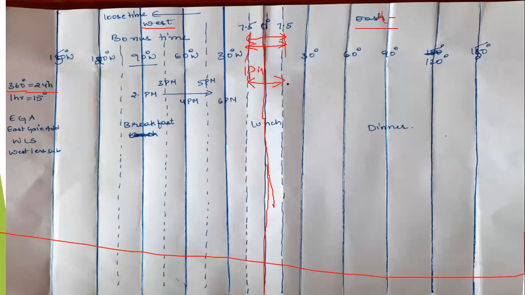For every 15 degrees, we have to consider 1 hour. So 0, then 30 means 15 degrees in between. This is the 15 degrees line. If it is 1 p.m. at 0 degrees, it will be 2 p.m. at 15 degrees, 3 p.m. at 30 degrees, 4 p.m. at 45 degrees, like that.